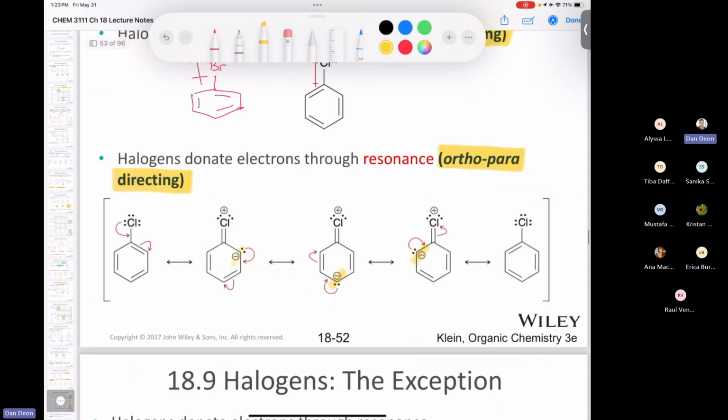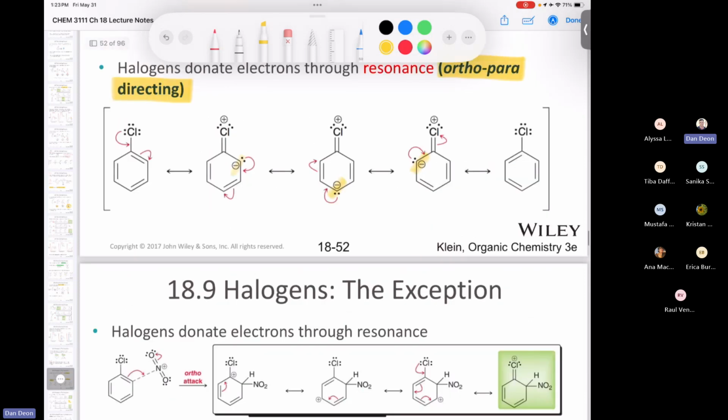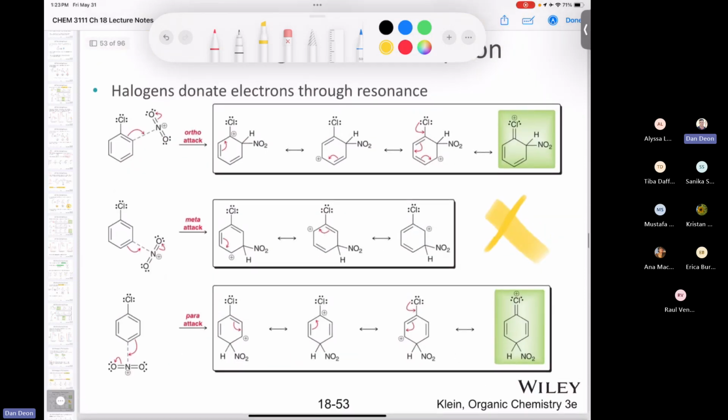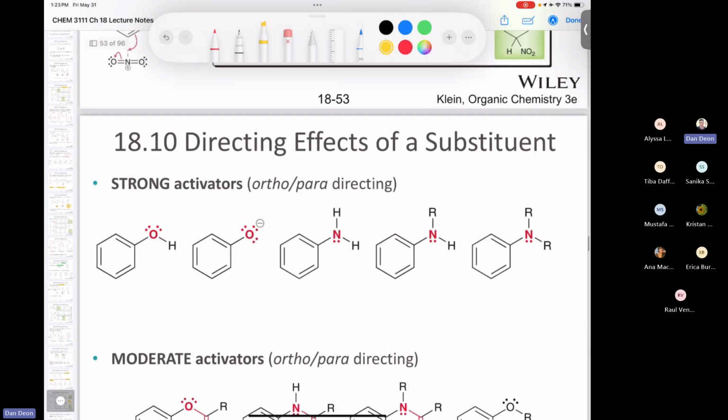So let's rehash. The halogens are electron withdrawing via induction, and so they are deactivating. However, because of their resonance forms, shown here from their sigma complexes that result from the attack, if you look at the ortho and para attack, you get one extra resonance form that you don't get with the meta. So there you go.